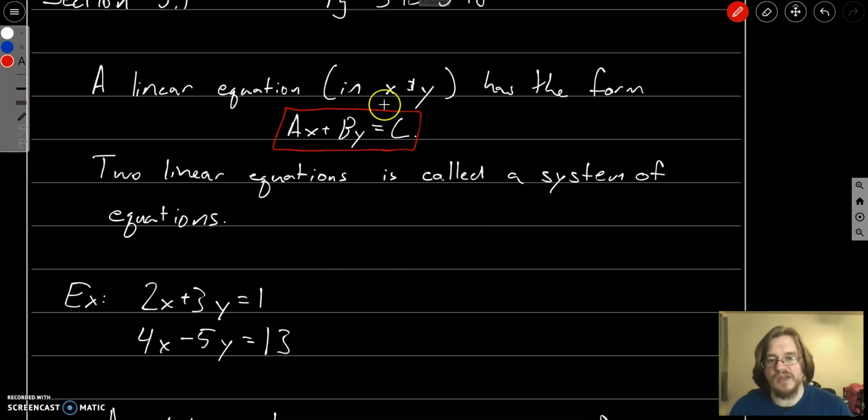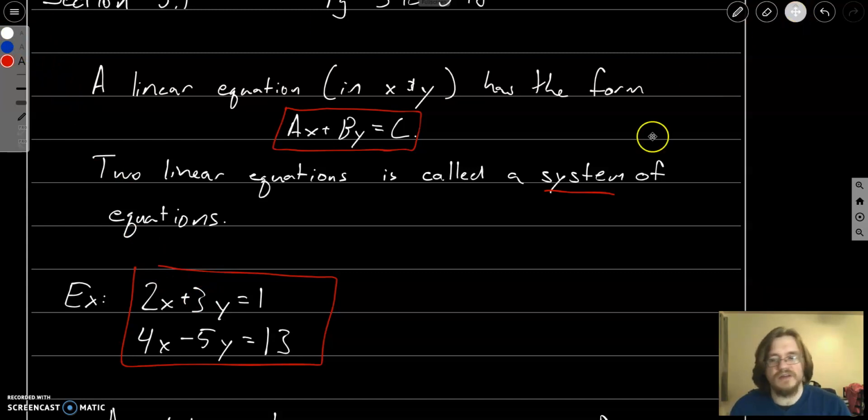Now that we have seen how to graph and how to solve linear equations, we can start considering systems of equations, meaning that we can have two or more linear equations. In this section, we're just going to focus on two equations at a time. So, for instance, this is a nice system of equations right here. We have 2x plus 3y is equal to 1, and 4x minus 5y is equal to 13. So this is just an example of a system of equations.